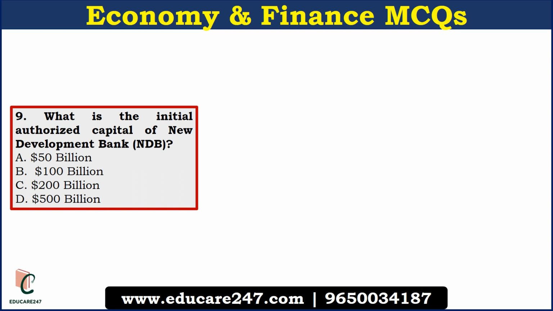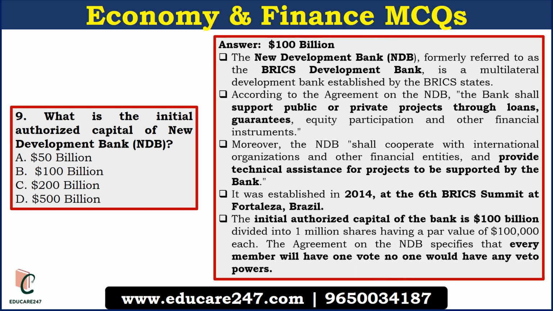The next question is, what is the initial authorized capital of New Development Bank? The answer is $100 billion. This is formally known as the BRICS Development Bank, and it is a multilateral development bank established by BRICS countries. According to the agreement of these countries, the bank will support public and private projects through loan guarantee or equity participation or other financial instruments. So basically, this bank will provide loans to public and private projects either through loan guarantee or through equity participation.